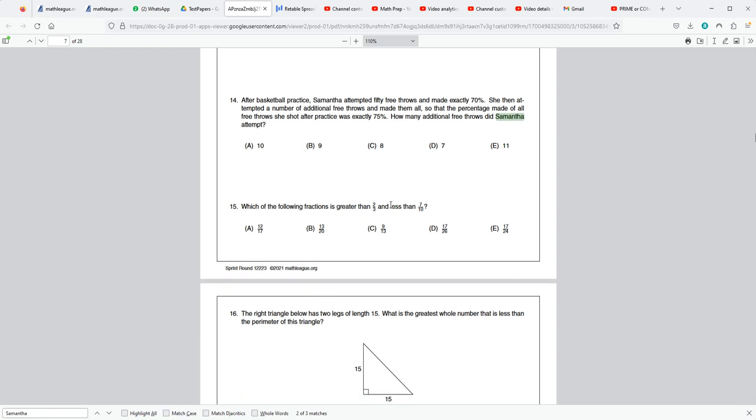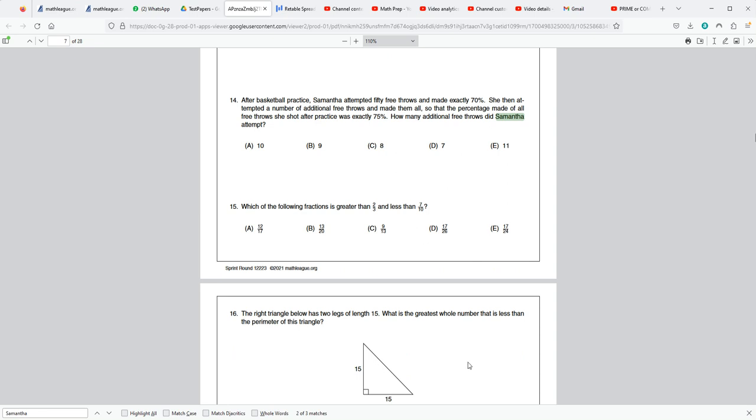After basketball practice, Samantha attempted 50 free throws and made exactly 70%. Then she attempted a number of additional free throws and made them all, so that the percentage made of all free throws she shot after practice was exactly 75%. How many additional free throws did Samantha attempt?